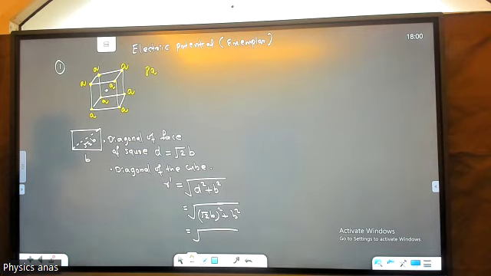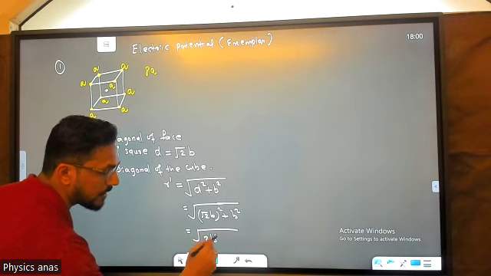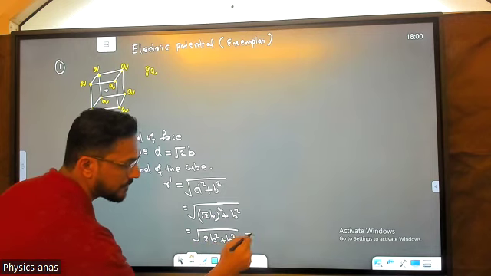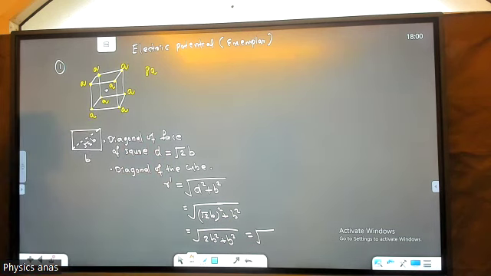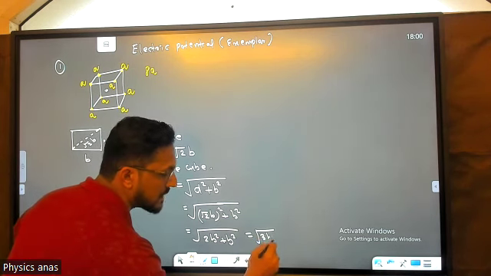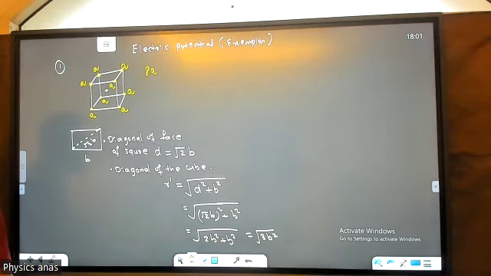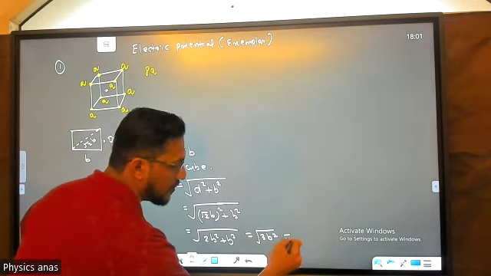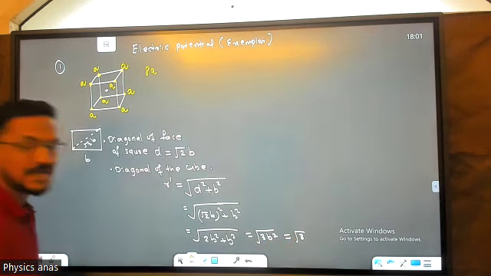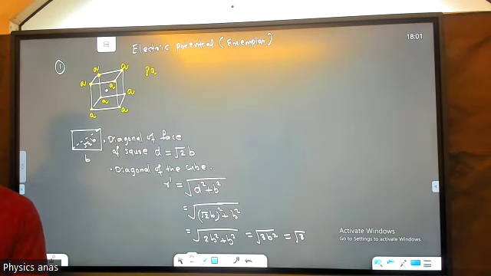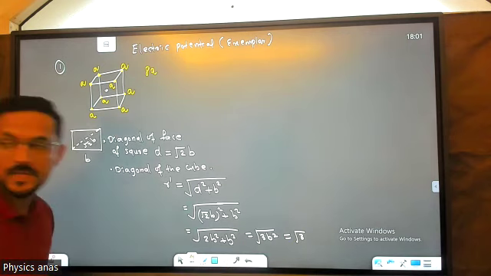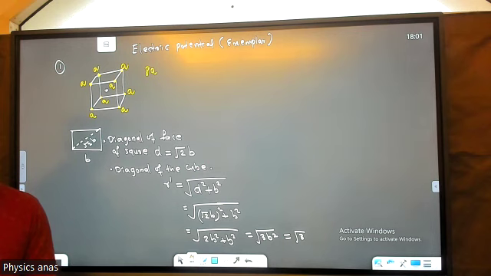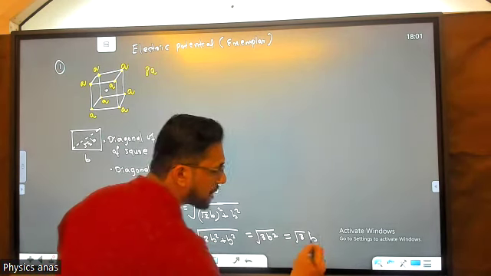Then what will be the value? Taking the root 2 square, that will be 2. So 2b square plus b square. What will be that? That will be 3b square. Is that okay? So what will be the final value? Root 3. What is the square root of b square? It will be b. So root 3b.